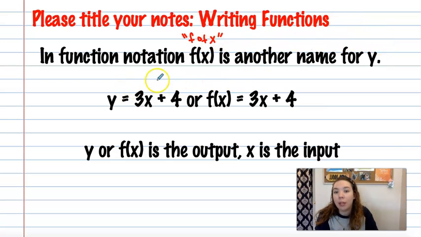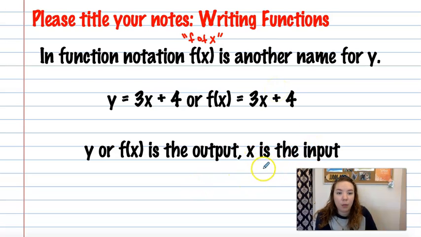So if you have y equals 3x plus 4, we can rename that as f of x equals 3x plus 4. So in functions, we like to use function notation because it really is clear for us what we're inputting and what's coming out, and what is our x and what is our y value. So here, y or f of x is the output. That's what our result is. X is always the input, what we're plugging in.